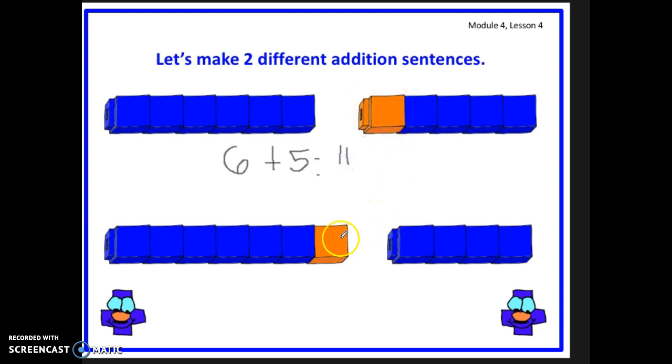What if I decided to put it on this side? What would my new number sentence be? 1, 2, 3, 4, 5, 6, 7 plus 4 equals 11. Did the answer change? It didn't. The only thing that changed was where I put that orange cube, and that made my number sentence a little bit different. That's what we're going to do next.